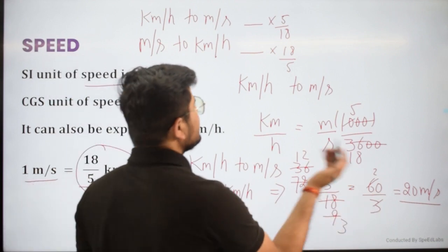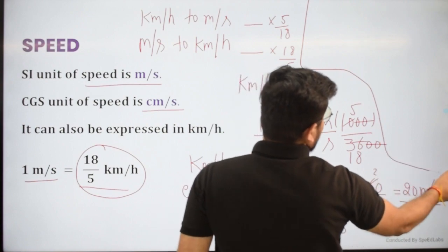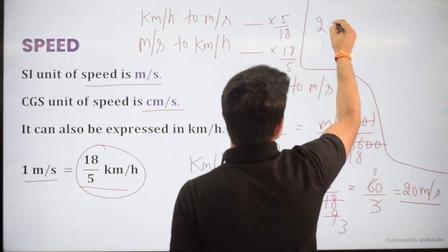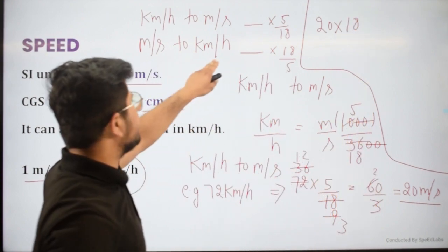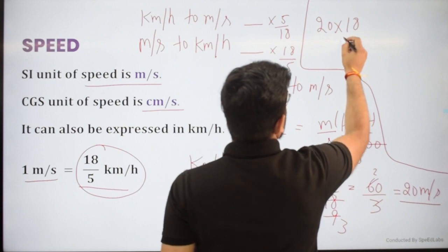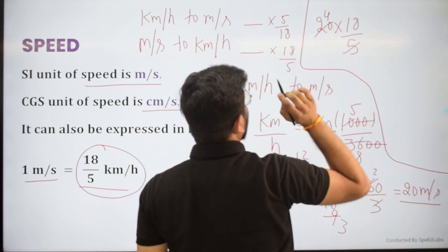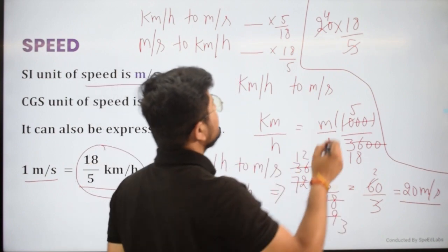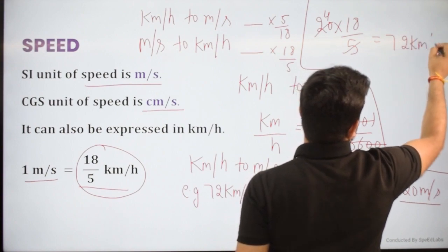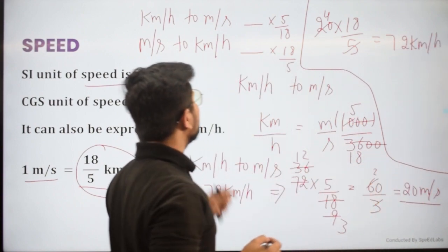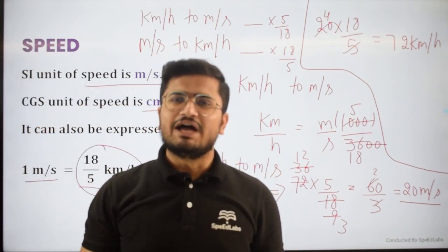For example, again this 20 meter per second. Let me solve it for you here. So 20 into, as I told you, 18 by 5. If you have to do conversion from meter per second to kilometer per hour, 18 by 5. So yes, 5 fours are 20 and 18 fours are 72. So 72 kilometer per hour is the conversion from meter per second to kilometer per hour. So similarly, you can do the conversion also. I hope you got it.